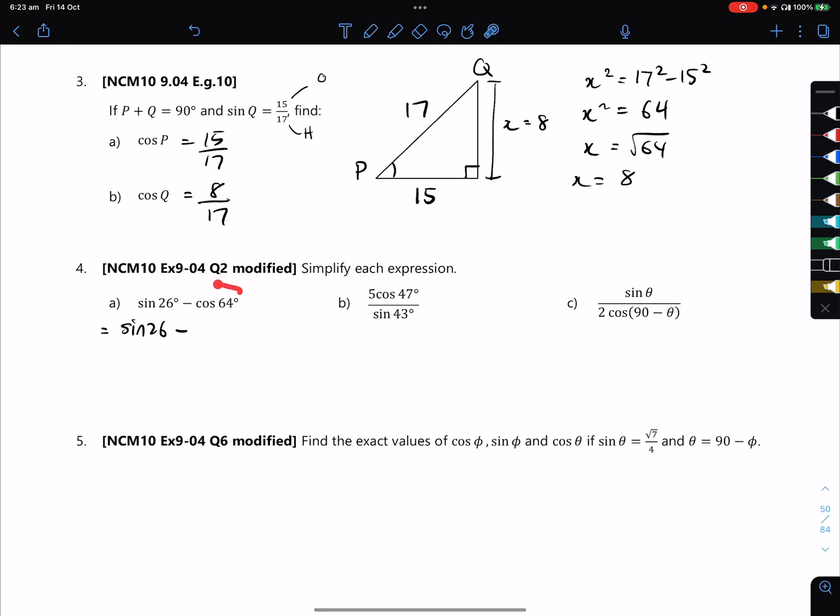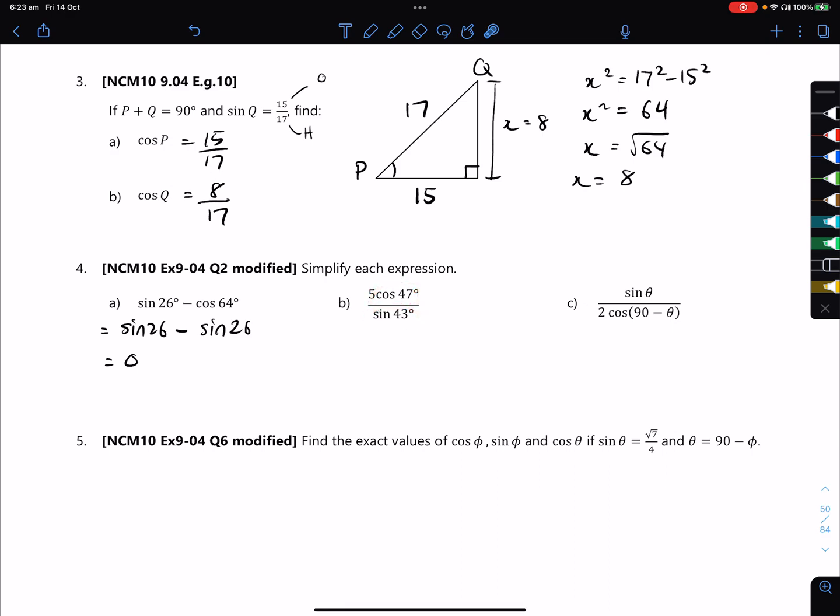But if I wanted to change cosine to a complementary trig ratio, I remove co, and that will become sine again. And I do 90 minus this angle, which is 26 degrees. So now you have 26 minus 26, which is equal to 0. You can actually do the other way around and it will still work. Whereas for question B, you can change any one of these.